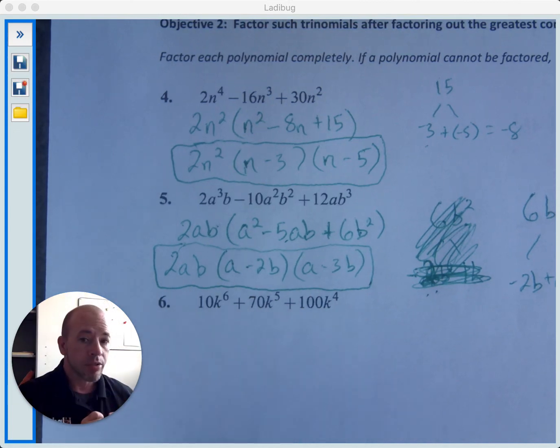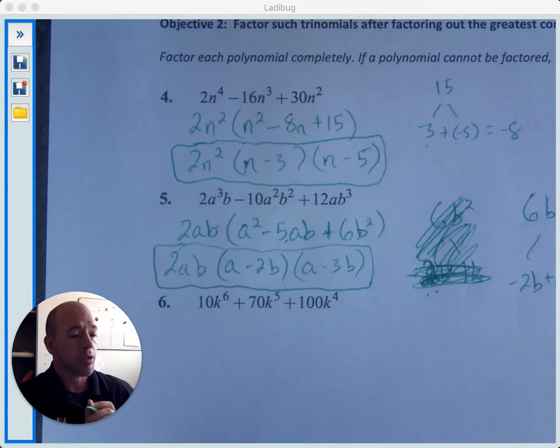So I would pause the video right now and see if you can try this one on your own. But I'm going to go ahead and do it. So if you don't want the surprise to be ruined, pause it, try it on your own, and then you can check with the work that I do.